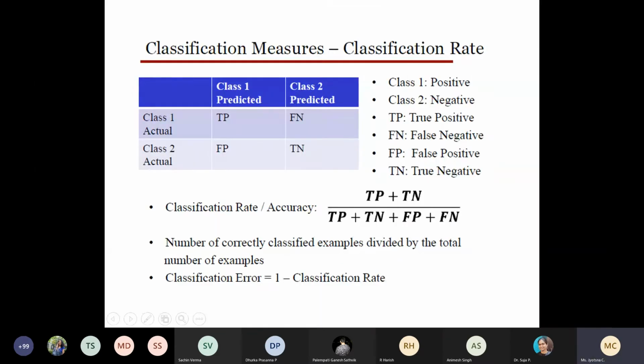Next, based on these classifications, we have some performance measures. We will look at which performance measures we use. The first one is classification rate or accuracy. What does classification rate or accuracy mean? The correct classifications divided by the total. Which are the correct classifications? I told you, true positive and true negative. How many you classified correctly, divided by the total, is called accuracy.